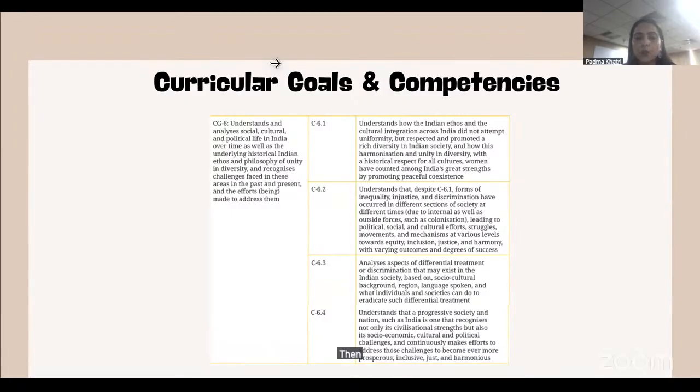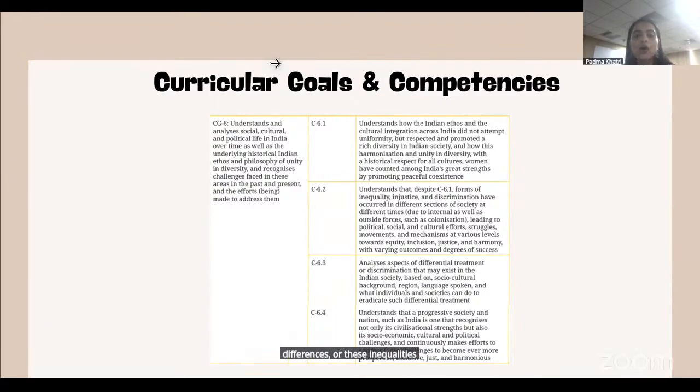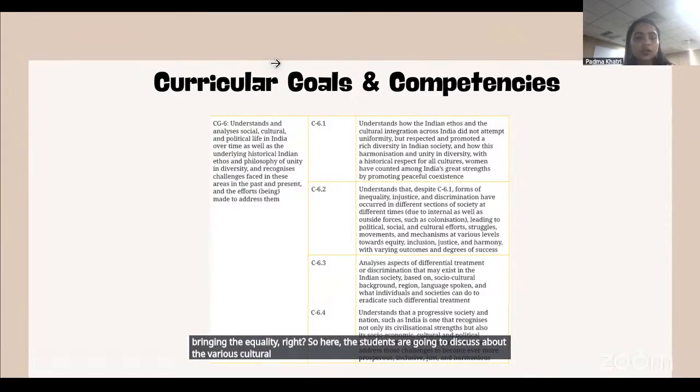Then we have next competency here, understanding the different forms of inequality, injustice, and discrimination that have occurred in different sections of society at different times, whether it was in the past or at the present time, but how we can overcome these differences or inequalities, and how our constitution also focuses on bringing equality, right? So here the students are going to discuss the various cultural efforts, struggles, movements, and mechanisms at various levels towards equality, inclusion, justice, and harmony with varying outcomes and degrees of success.